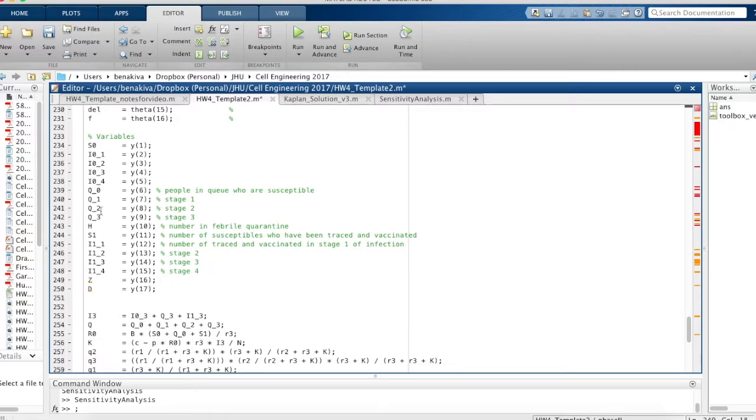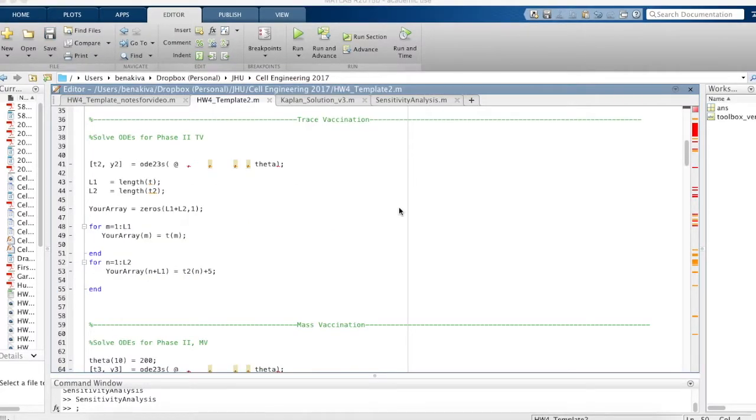So for initializing these variables, like I mentioned before, you're going to want to use the final states from phase 1 for all of the variables that we solved for in phase 1. So that would be these 5 variables as well as Z and D. And then the rest of the variables we're going to assume to just be 0 because initially nobody's been vaccinated yet, so we don't have anyone in the queue, we don't have anyone in quarantine yet, and nobody's been vaccinated or traced, so these are all 0.